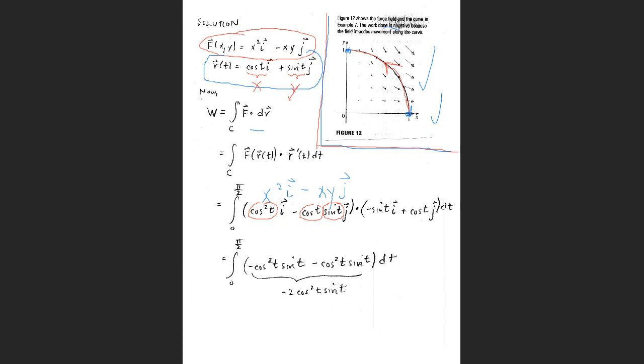Now the derivative of the vector r of t is simply negative sine of t i plus cosine of t j. And incidentally, if you want, instead of using the ij notation, you could use this notation as well. Are there any questions?